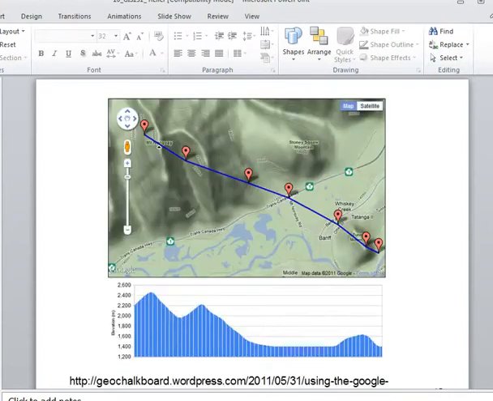But what's really nice now is Google Earth will do that for you. Here is a path in Google Earth, and especially with Pro, you can create a profile along that elevation line, and it gives you that sense of change in elevation.